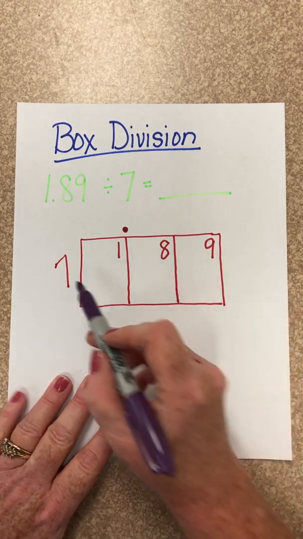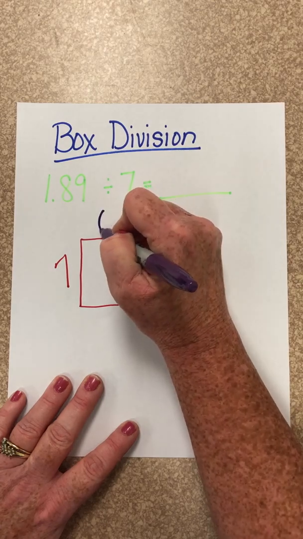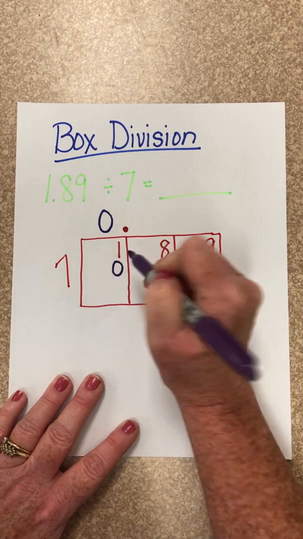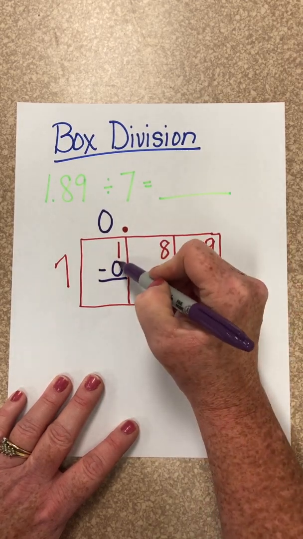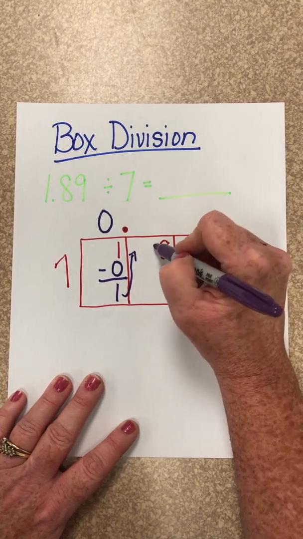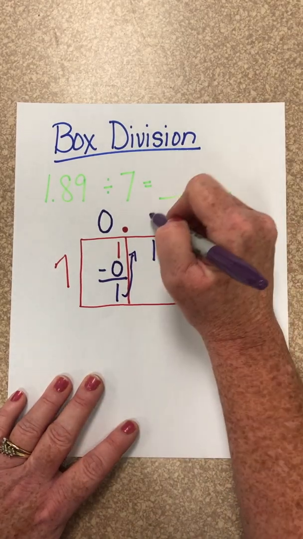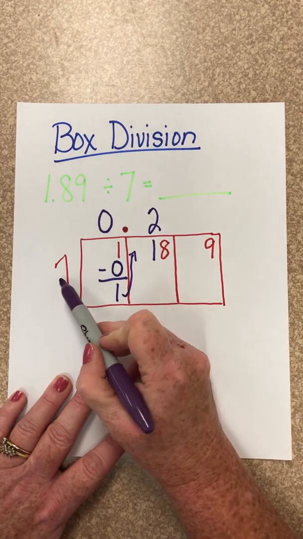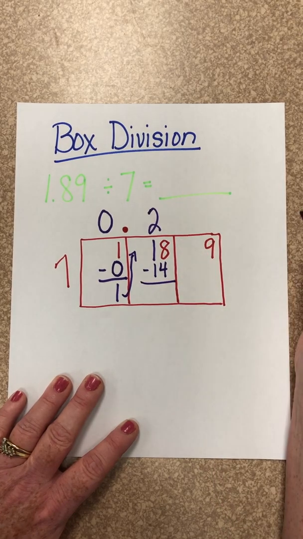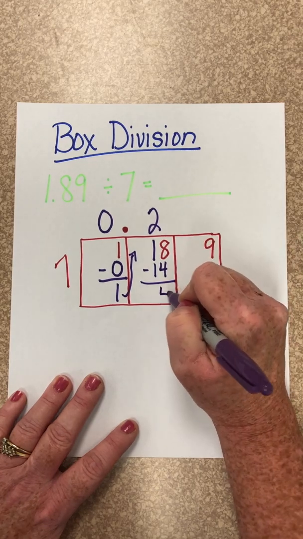Let's begin. How many 7s can you get out of 1? Well, 0. So 0 times 7 is 0. We subtract. And 1 minus 0 is 1. We carry that 1 to the next column. So now we have 18. How many 7s do we have in 18? 2. 2 times 7 is 14. Let's subtract again. 18 minus 14, or 8 minus 4 is 4.